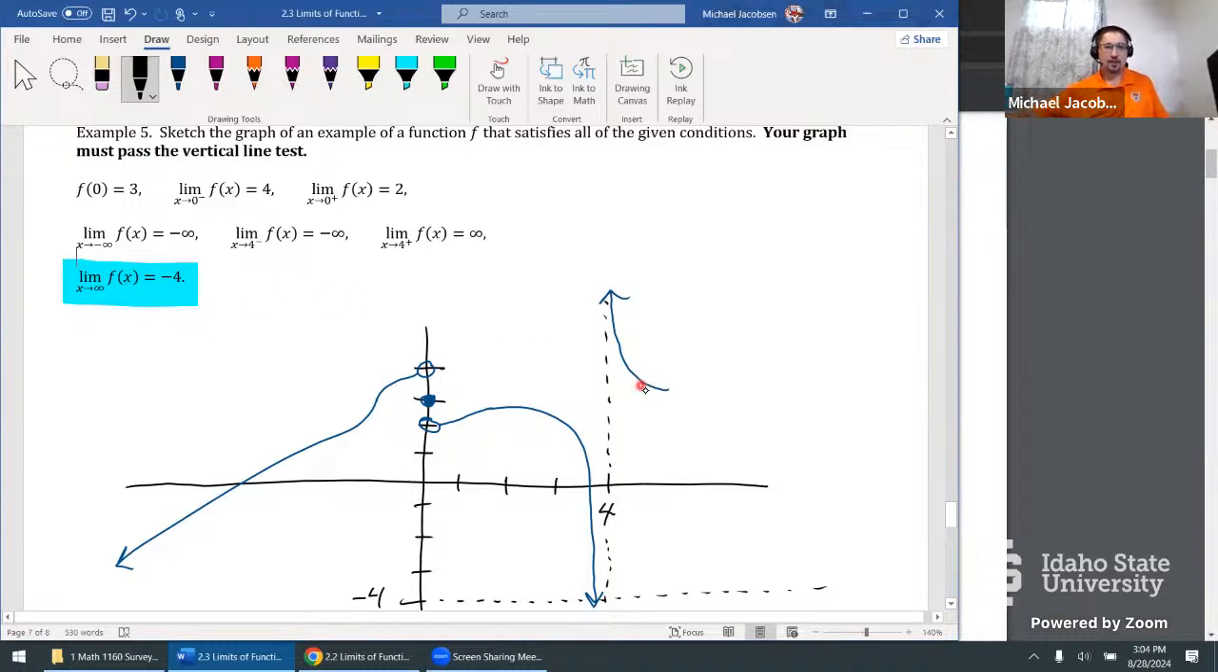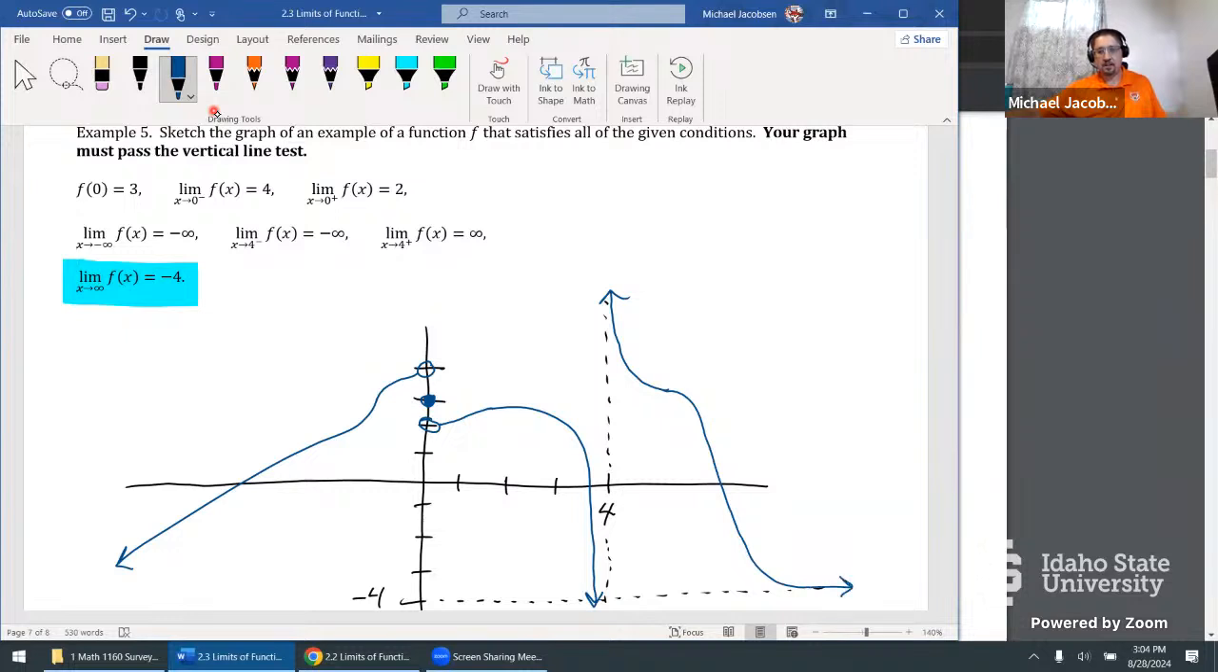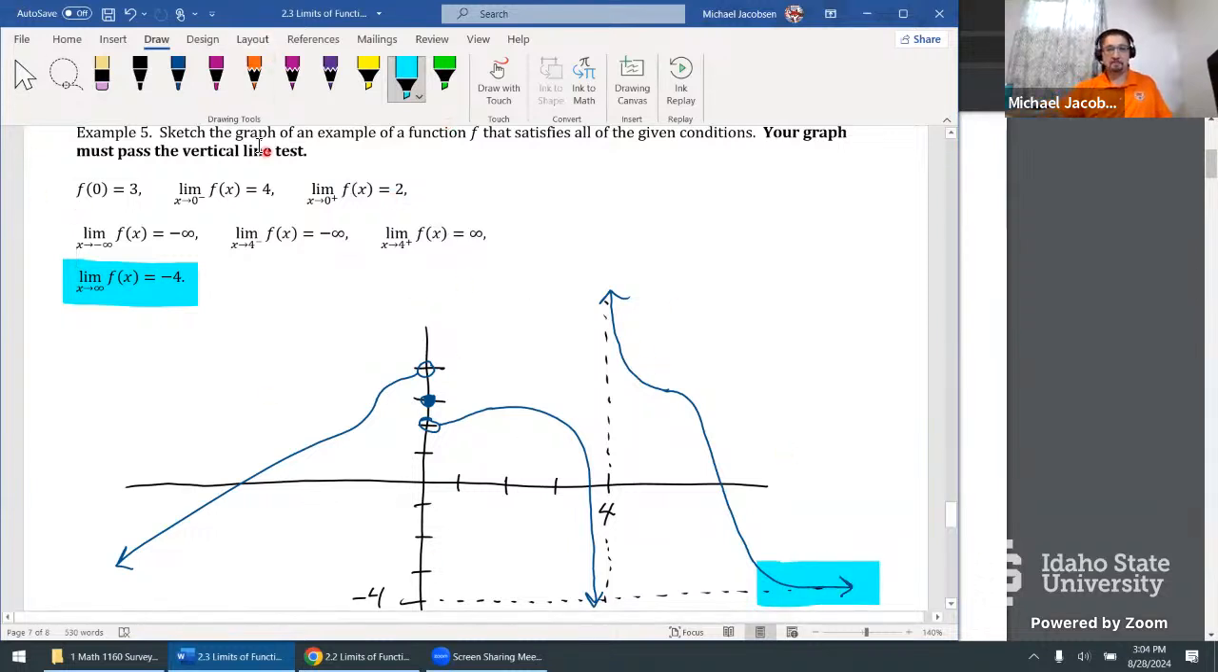So I need to make this curve right here turn around and come down again, but then settle and start going off in this direction. So finally, that's how these two portions connect. And that's our entire total graph.